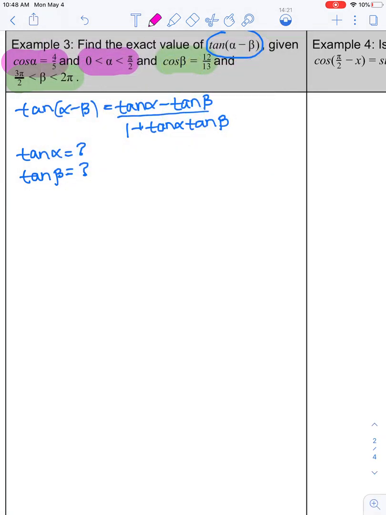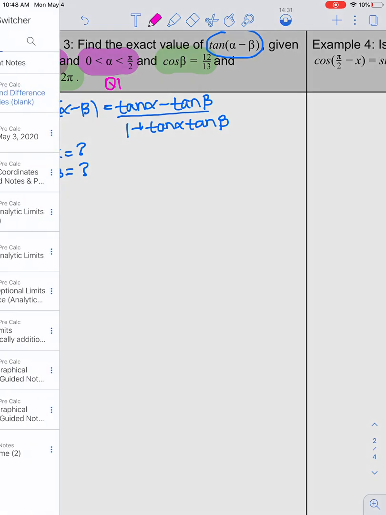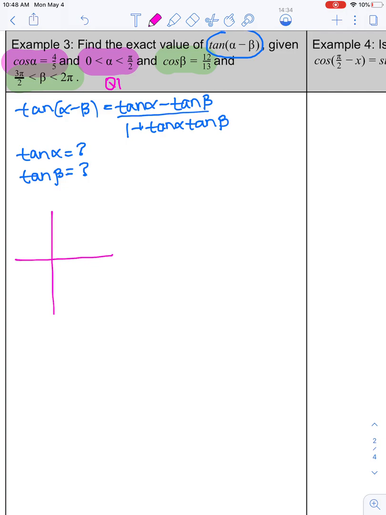So let's go ahead and focus on angle alpha. We know that since alpha is between 0 and pi over 2, that it's in quadrant 1. So I'm going to go ahead and sketch that out for myself. Quadrant 1, we have angle alpha. And since we know that cosine of alpha is equal to 4 over 5, we know that cosine is the adjacent side over the hypotenuse. We can say that the base of this triangle has a length of 4 and the hypotenuse is 5.